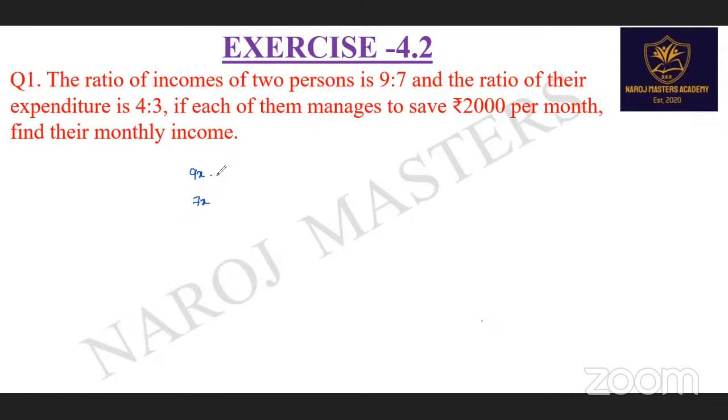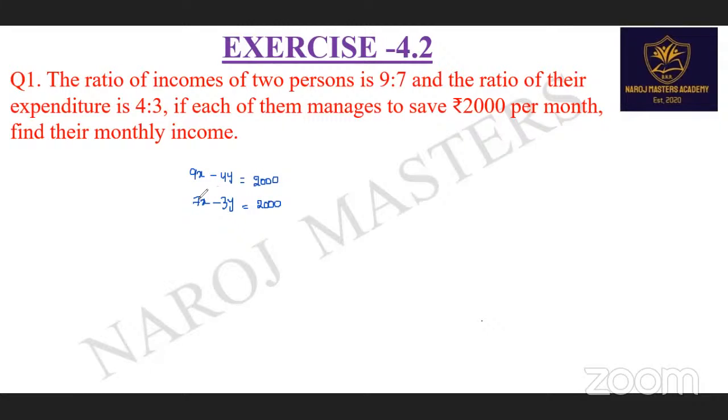So subtract expenditure from income. So the expenditure of the first person is 4y and the second is 3y. And they have managed to save 2000 per month individually. So 9x minus 4y is equal to 2000 rupees, and 7x minus 3y is also equal to 2000 rupees. And these are two equations.